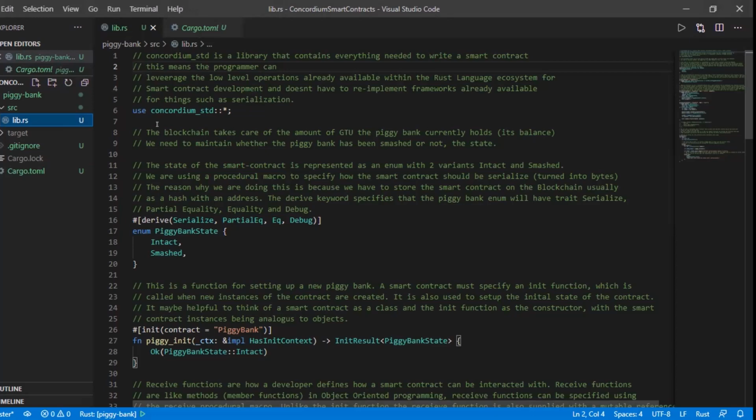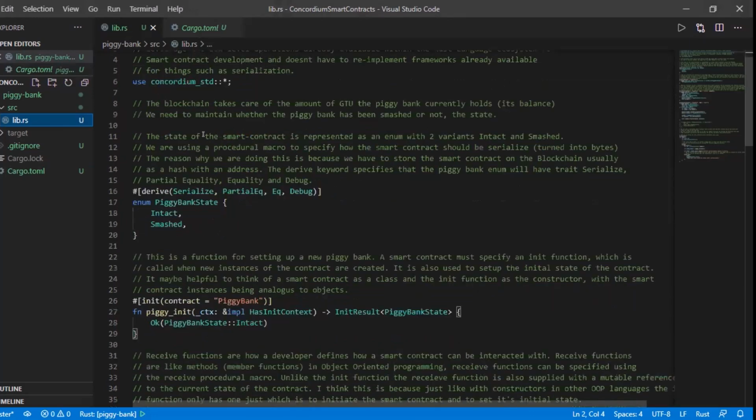Now, coming back to the next step, with the smart contract for the piggy bank itself, we need to first of all define the state of it. So we need to have something that tells us if the piggy bank is smashed or if it's intact. And to do that, we can use an enum. An enum allows us to define variants for state. And enums are very powerful in Rust. They allow you to do a lot of really cool things in Rust.